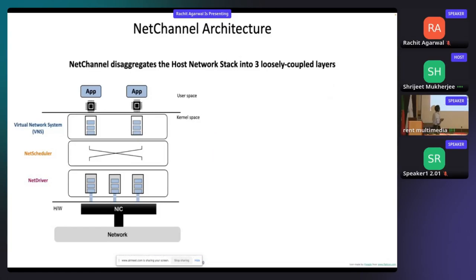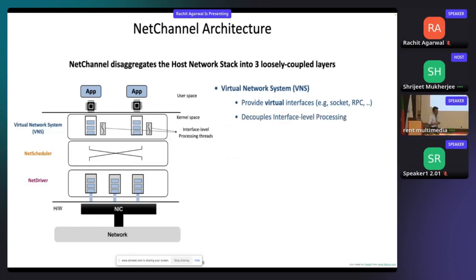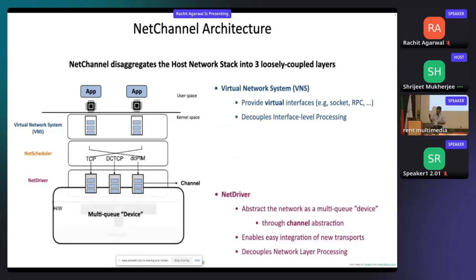So what is each of these layers in the network stack doing? The virtual network system is very similar to virtual file system. It provides virtual interfaces, and these interfaces could be sockets, RPC. The important thing is it's a virtual interface, which means applications just see queues, some sort of queues. It decouples the interface level processing from the rest of the packet processing pipeline, okay? And I'll show you some examples.